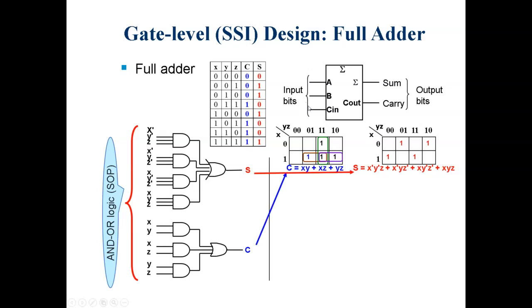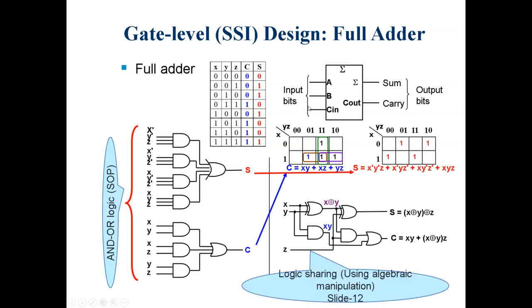Can you see this? This is C, and this is my S. And now, which implementation is this? Which implementation is this? Mixed gate? AND-OR, SOP. AND-OR SOP.